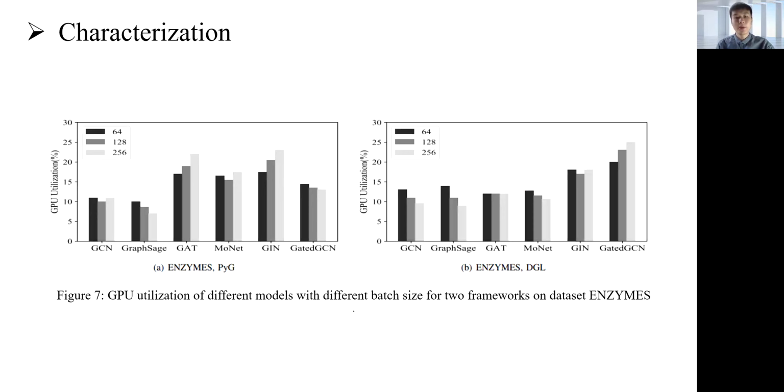In Figure 7, when training models in the 2 frameworks, the GPU utilization is pretty low. As we said before, data loading time is a major part of training time, which also leads to the low GPU utilization.